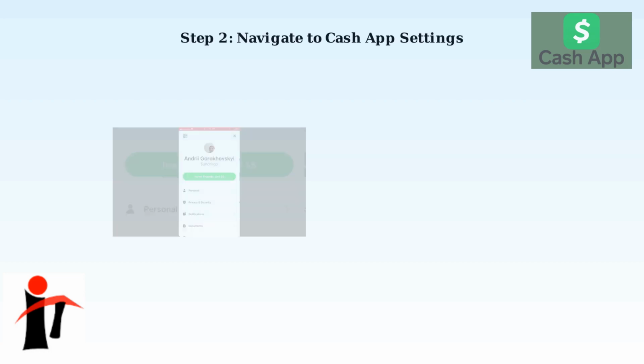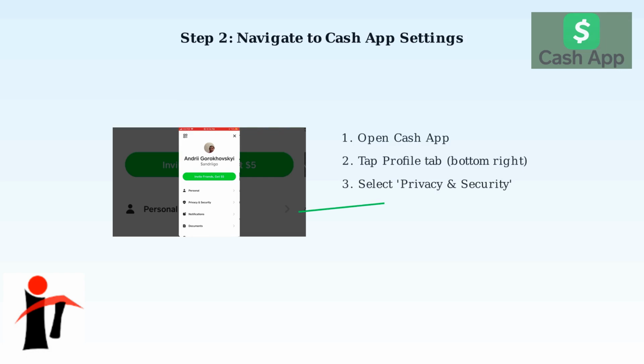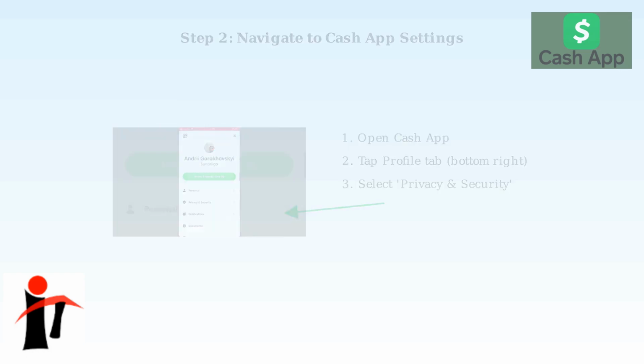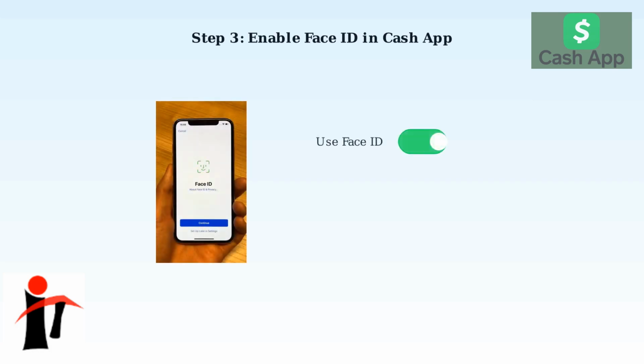Once Face ID is set up on your iPhone, open the Cash App. Navigate to your profile by tapping the profile icon in the bottom right corner, then select Privacy and Security from the menu options. In the Privacy and Security menu, look for the Face ID option and toggle it on. You may be prompted to complete a facial recognition verification to confirm your identity and finalize the setup process.